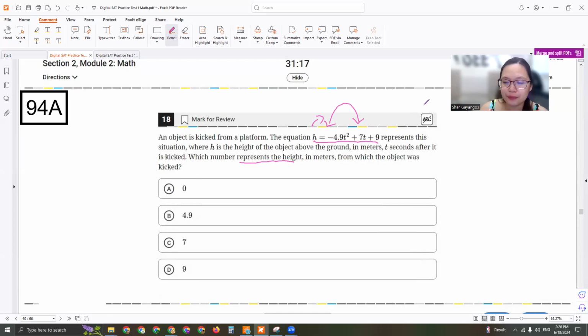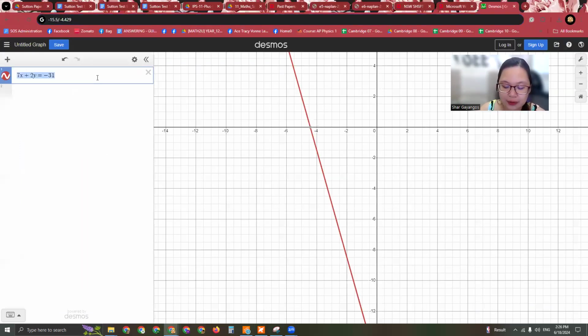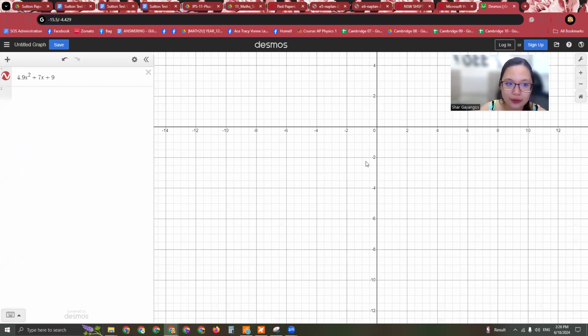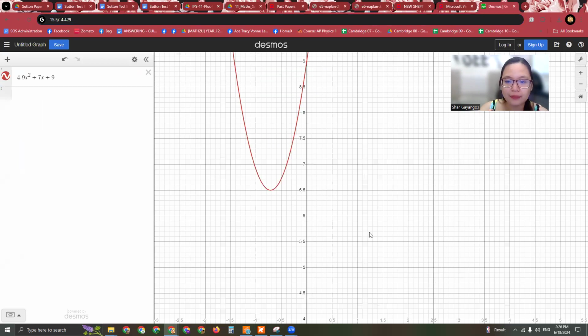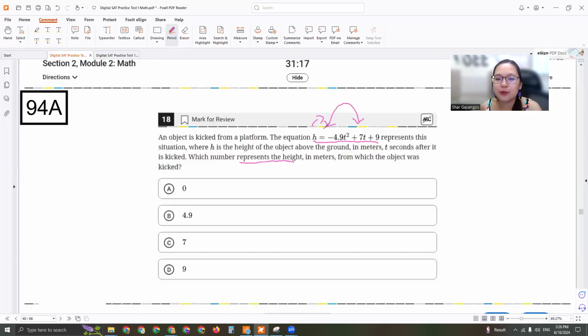And you can also graph this on Desmos. Why don't we go ahead and do that? 4.9 x squared. I'm just changing this to x out of habit from working with x when I'm graphing. Okay. So we have this one here, right? Which number represents the height in meters from which the object was kicked?